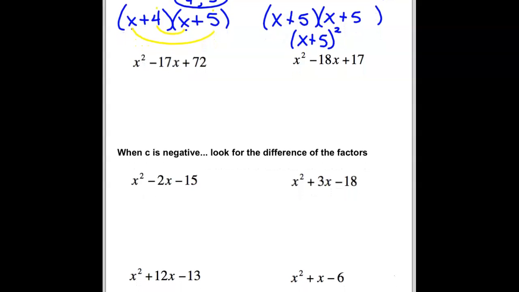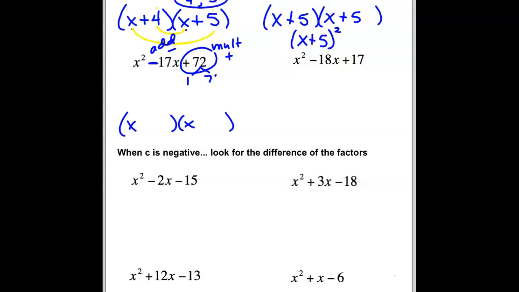But in the second two examples here, notice that we have a positive c value, but we do have a negative b term. And the only way to have things multiply to be positive, but add up to be negative, is to have two negative numbers. So again, our x squared, we're going to split into x and x. And then we're going to look at values that make a 72 when we multiply. There's quite a few of them.